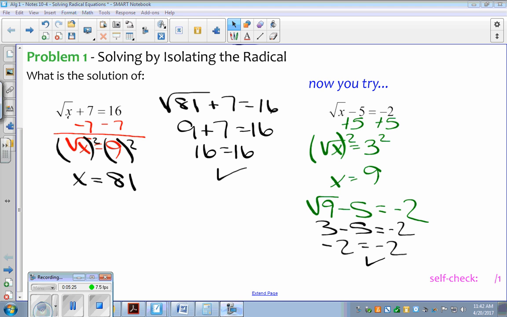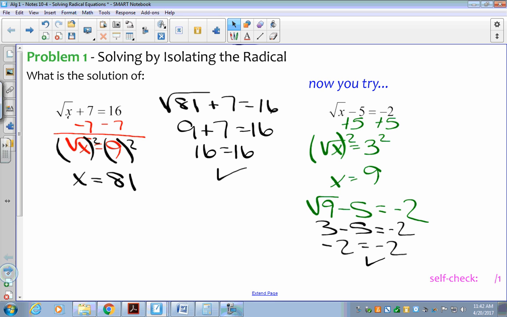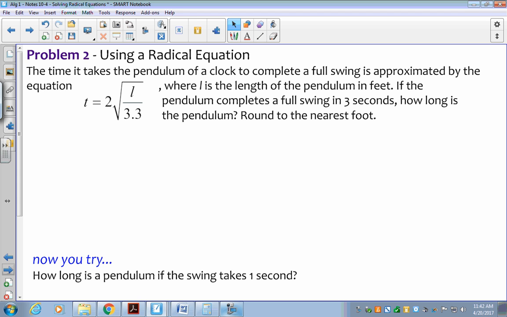Just a little pause. All right, let's look at the next problem together. The time it takes the pendulum of a clock to complete a full swing is approximated by the equation T equals 2 times the square root of L divided by 3.3, where L is the length of the pendulum in feet. The pendulum completes a full swing in 3 seconds, so T is equal to 3. How long is the pendulum to the nearest foot?